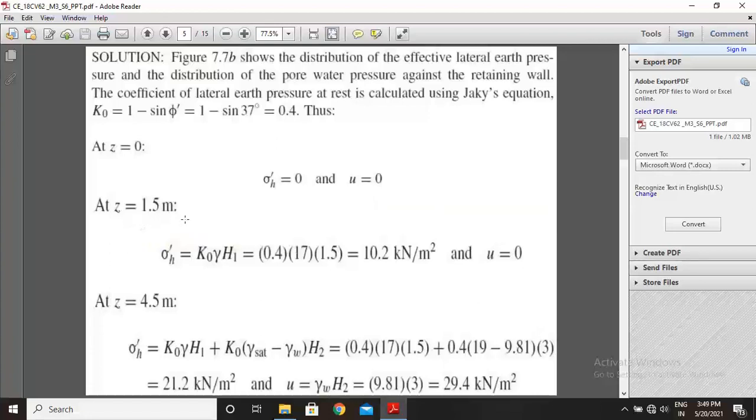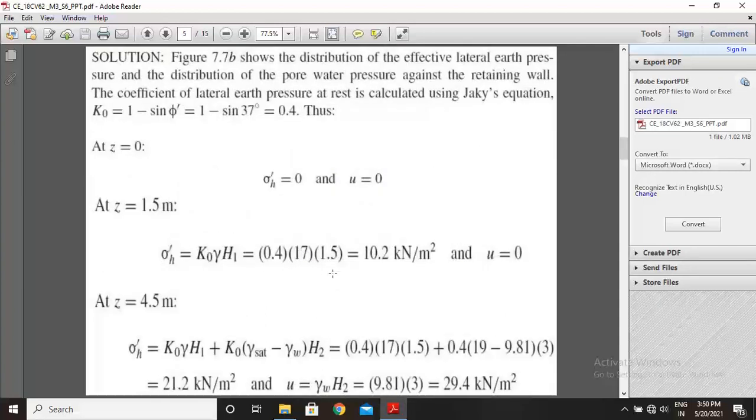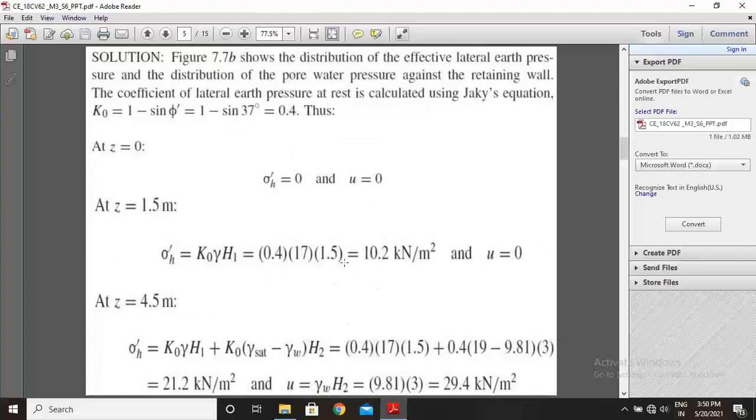At Z equal to 1.5 meter, you calculate the lateral earth pressure, that is sigma'h equal to K0 into gamma into H1. So this is Z equal to 1.5 meter, so that is K0 into gamma into H1. Okay, so now substitute the values here. K0 is 0.4 into gamma is 17, H1 is 1.5, so we are getting 10.2 kilonewton per meter square, and water pressure is 0.